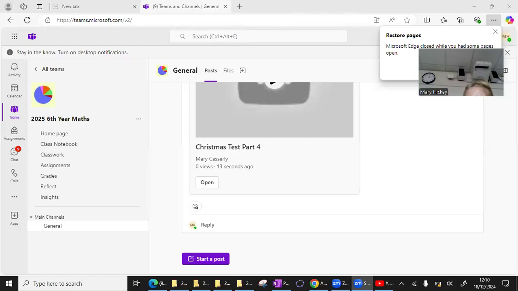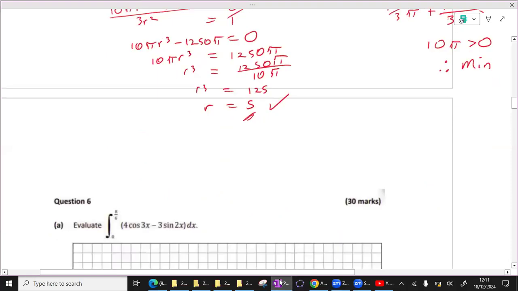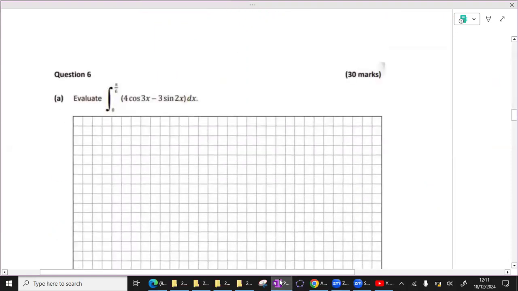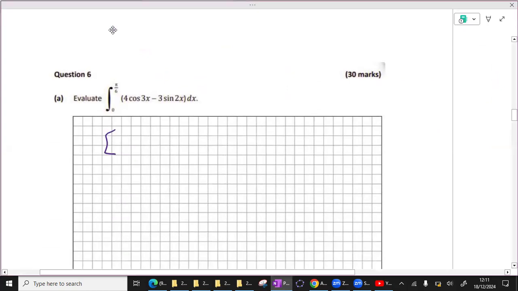Okay, guys. So next part here is into our integration. So just share my screen here. We have to integrate the following, and it's obviously a trig integration. So the four, you can remove that out. Well, you can remove it to outside of the cos, but there's no need really anyway. I'm just going to leave it here.